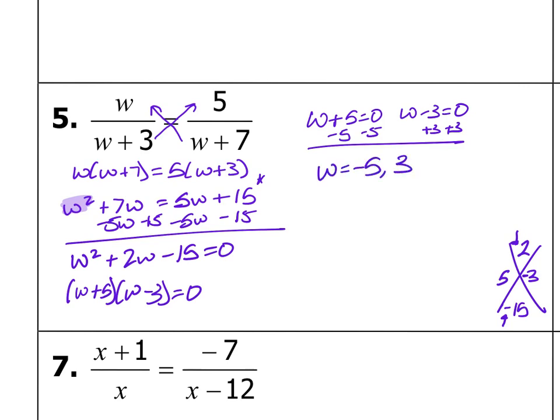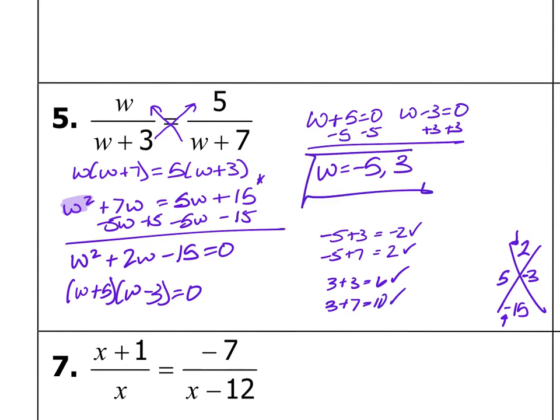Now I have two numbers to check to see if I have an extraneous solution. So I'm going to check negative 5 first. Negative 5 plus 3 is negative 2, so that's good. And negative 5 plus 7 is positive 2, so that's good. Now I'm going to check the 3. 3 plus 3 is 6, so that one's good. And 3 plus 7 is 10, so that one's good. So my answer is both of them. No extraneous solutions, so W equals negative 5 or 3.